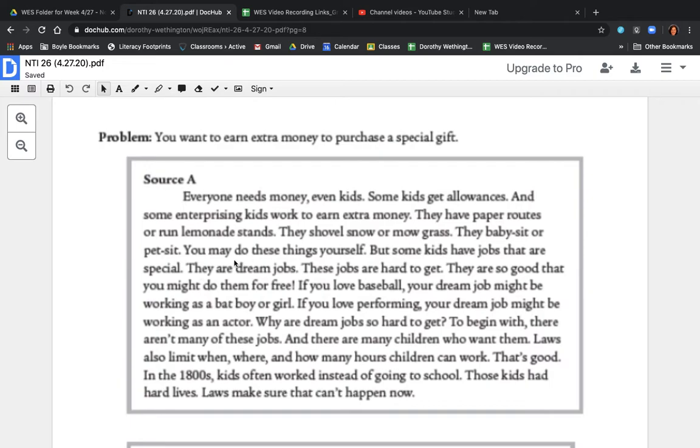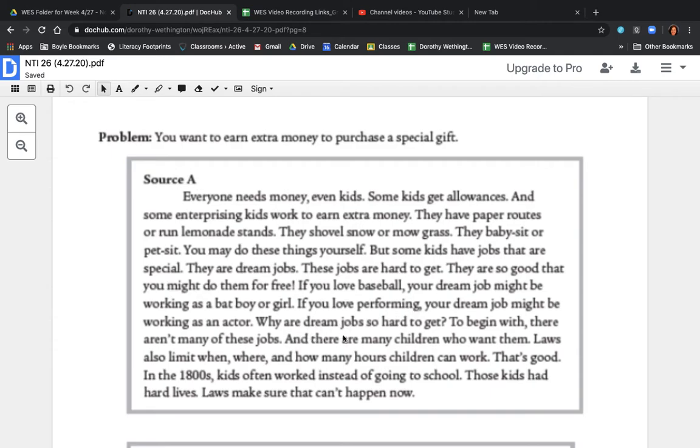You may do these things yourself, but some kids have jobs that are special. They are dream jobs. These jobs are hard to get. They are so good that you might do them for free. If you love baseball, your dream job might be working as a bat boy or girl. If you love performing, your dream job might be working as an actor.